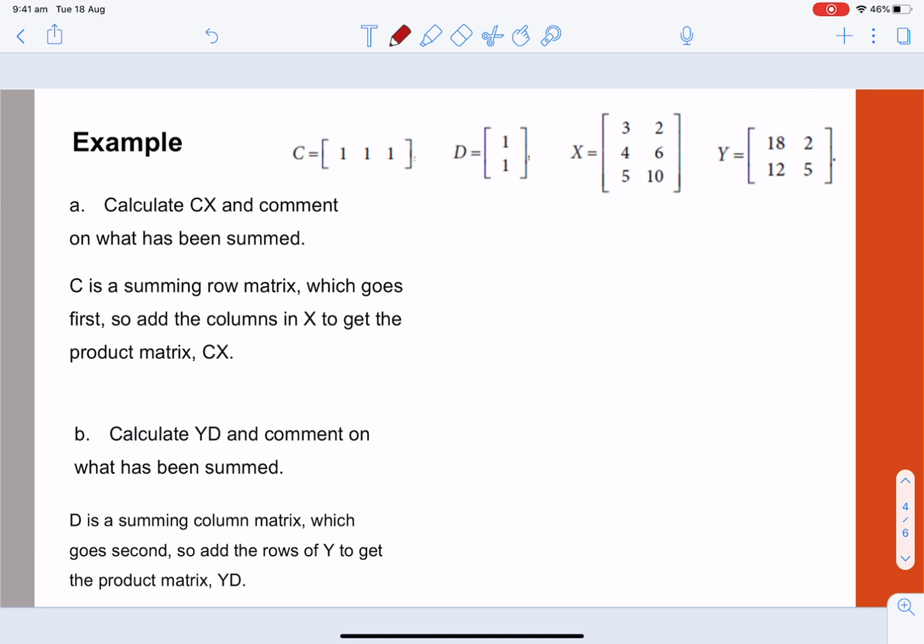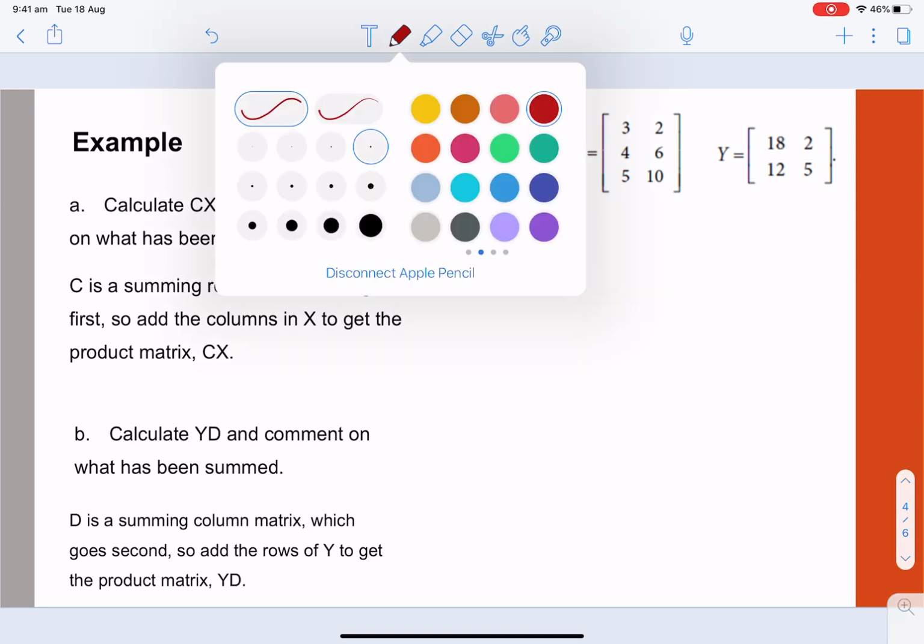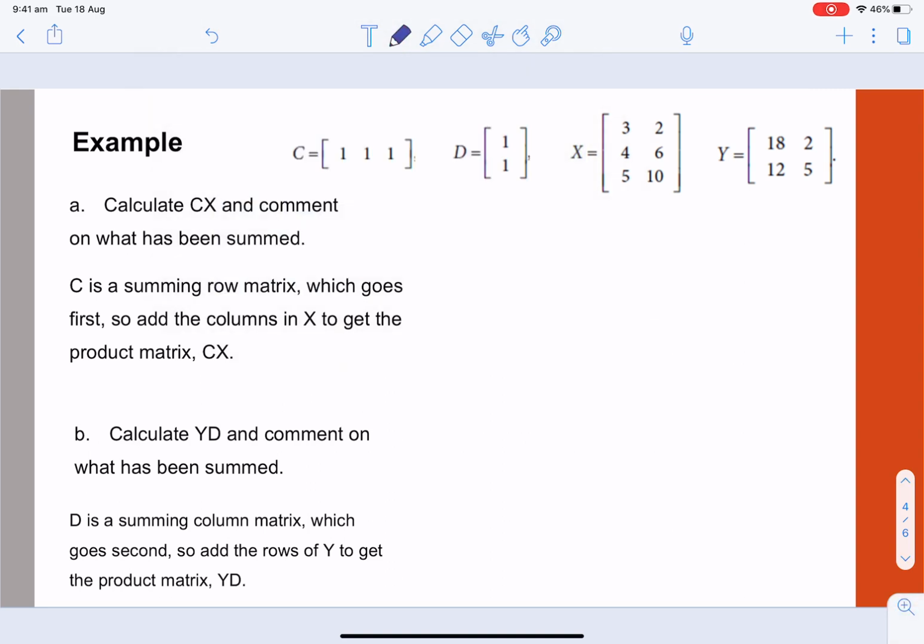So let's just identify our matrices first. I don't really like red, but I've got to use it as a bit of a different colour difference. This with all ones is a row summing matrix. And this one here, D, is our column summing matrix. And as you can see, X and Y are just normal matrices. So part A says calculate CX and comment on what has been summed.